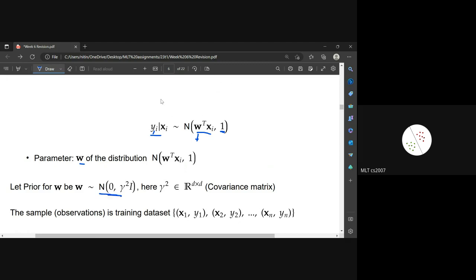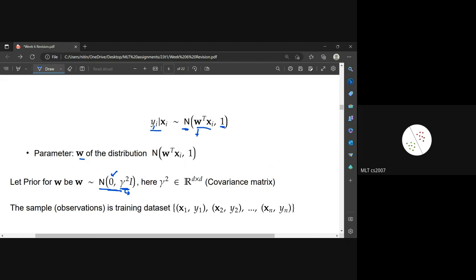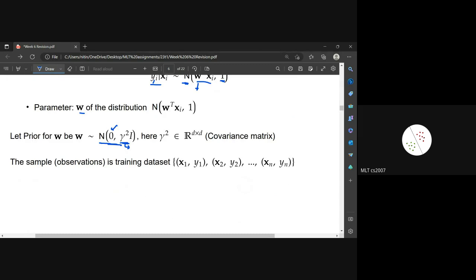Why do we choose Gaussian? One reason for choosing Gaussian is that normal is conjugate prior to normal, right? So we choose normal, and why we choose zero mean for W, we will answer later. But for now, assume that we choose zero mean for the prior of W's, with some variance. So this is your covariance now. Gamma square will come from R d cross d, so it's the covariance matrix for W, right? So this is the prior for W. Now we will collect some data set, which is our training data set.